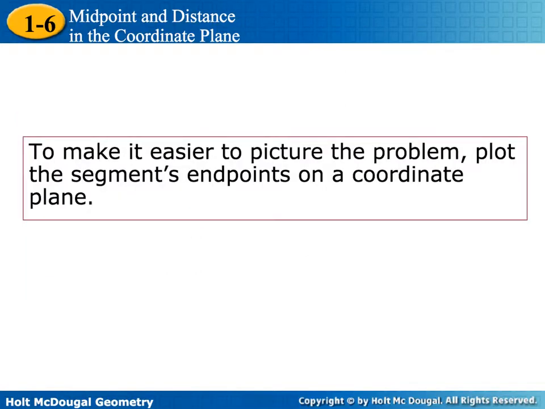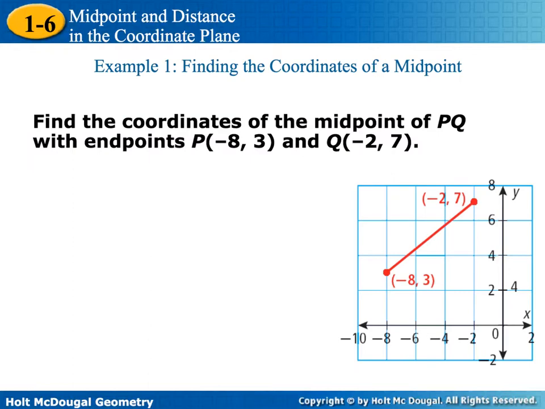So to make it easier, picture the problem, plot the segment's endpoints on a coordinate plane. As we start doing this, we're going to plot these coordinates on a grid. And it's going to help us kind of see where the midpoint is going to be a little bit. All right, so example 1, find the coordinates of the midpoint of PQ with the endpoints P and Q. So this is going to be Q up here, and this is going to be P.